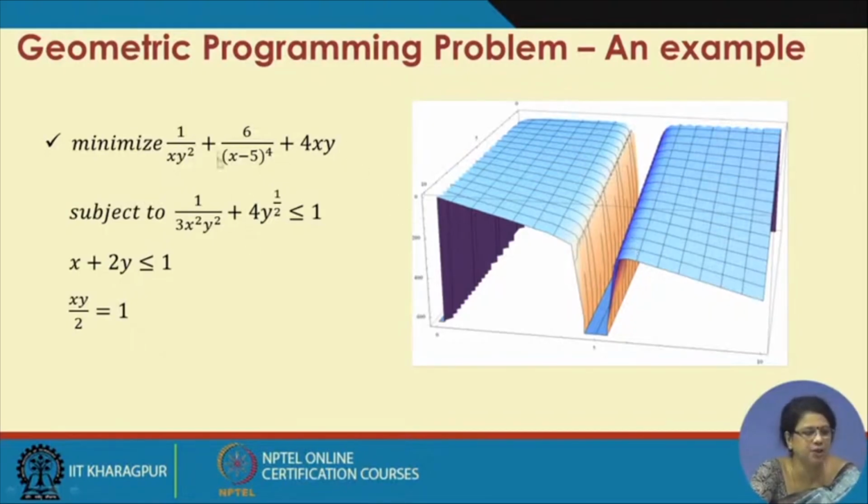If we look at the objective function, the function is discontinuous at different points: at y equal to 0, at x equal to 0, at x equal to 5, everywhere. That is why whatever classical techniques we have, the differentiation technique etc., will not work here.